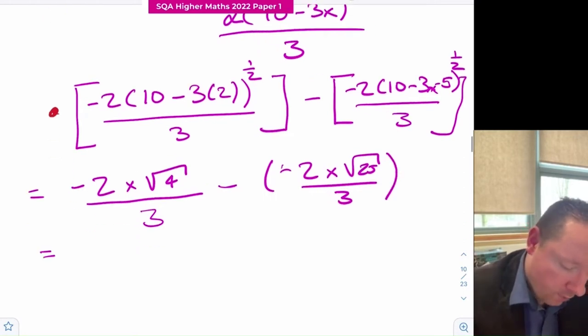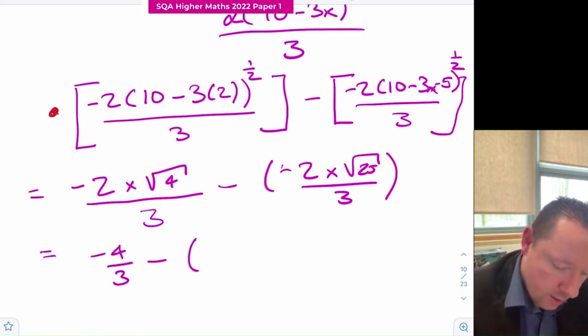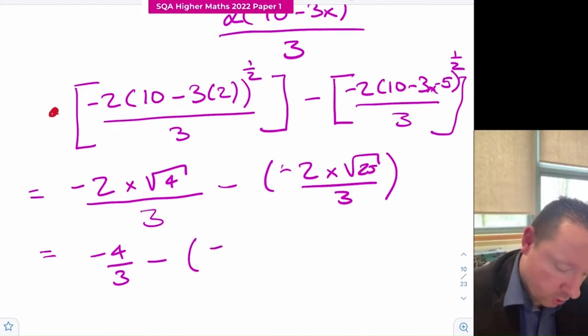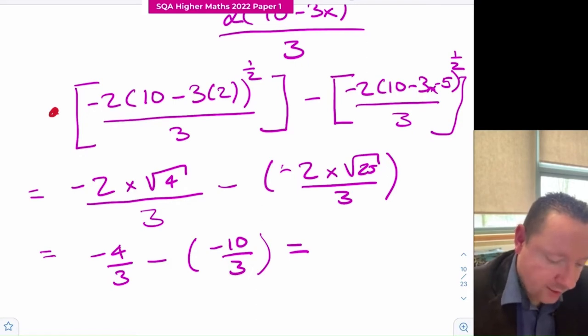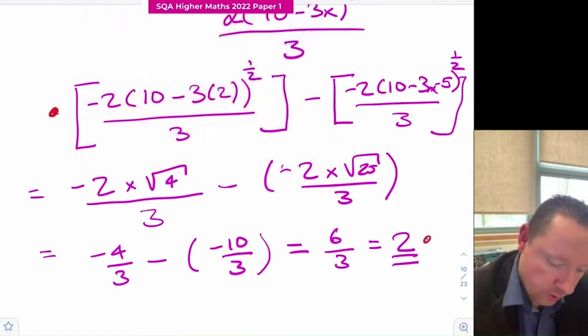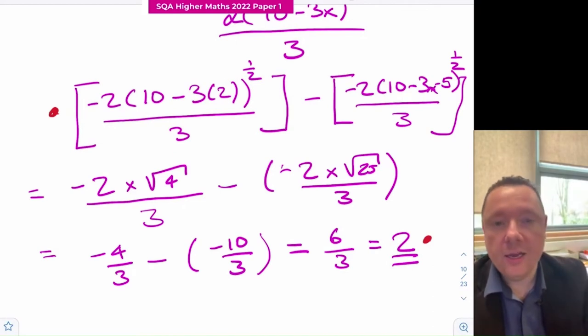Working that out, we get minus 2 times 2, which is minus 4 thirds, minus 2 times 5, which is minus 10 thirds. Minus 4 plus 10 is 6, so that's 6 thirds, which is equal to 2 in the end. So if you can get down to getting 2, there's your final mark there for working that out.